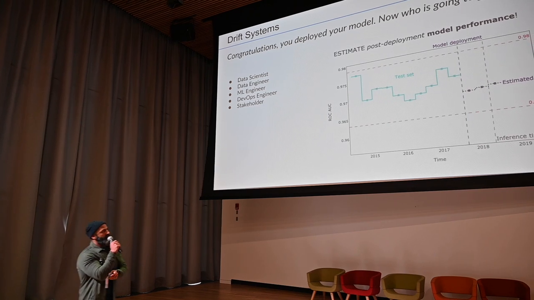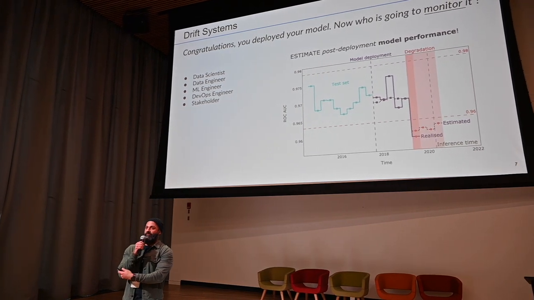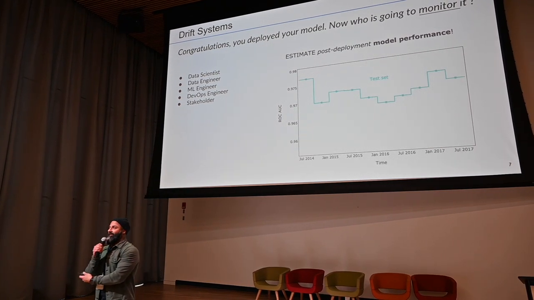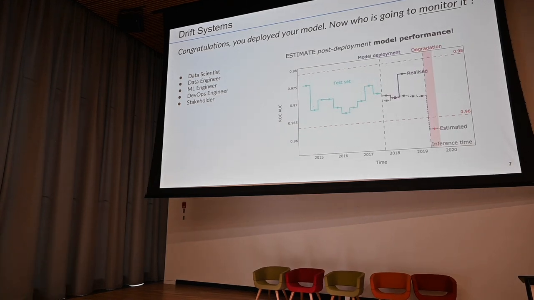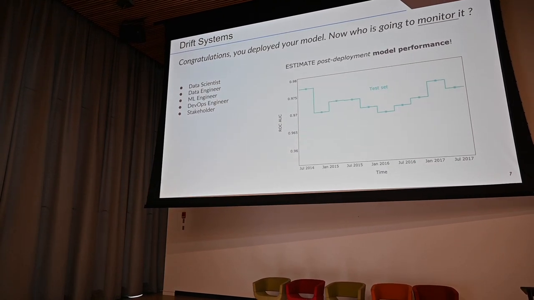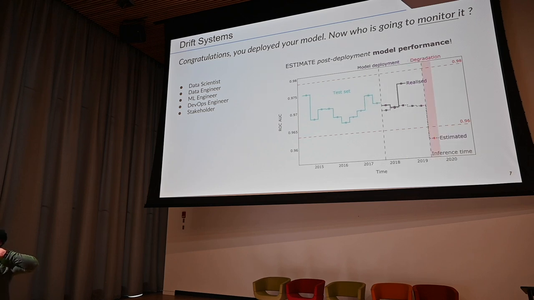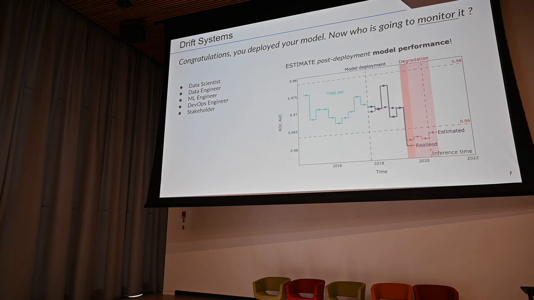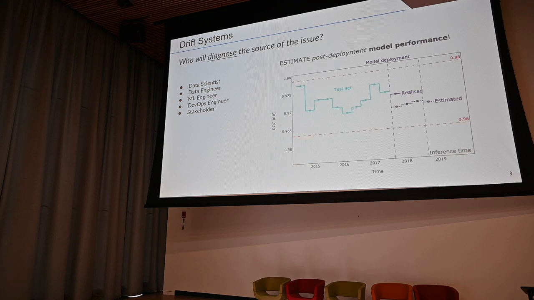Congratulations, you deployed your model, you built the system, now you gotta watch it. Do I have time to watch it? No. Because I'm working on 5 different projects, right? This is the drift system, so when it starts going haywire, who is responsible for fixing it? Data engineer? DevOps engineer? ML engineer? Stakeholder? Business person who doesn't know how to code? Right? Who will diagnose the source of the issue?